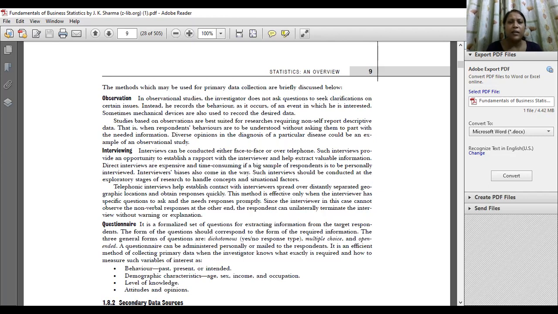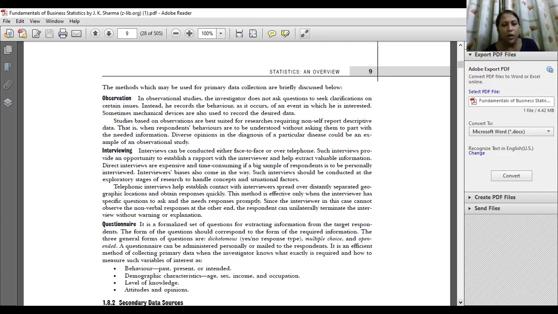Interviewing, on the other hand, is nothing but face-to-face or telephonic interaction. Such interviews provide an opportunity to establish a rapport with the interviewee and help extract valuable information. Direct interviews are expensive and time consuming if a big sample of respondents is to be personally interviewed. Data can also be collected by means of chatting, or through frequently asked questions. This is also an interview, but this is not a direct interview.